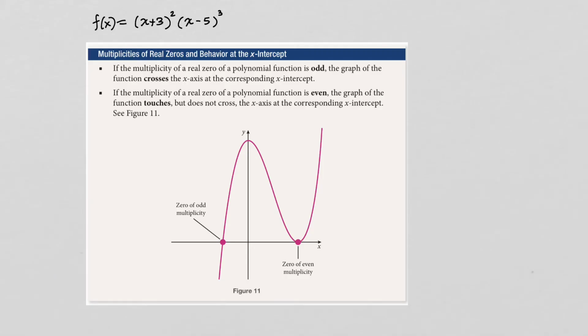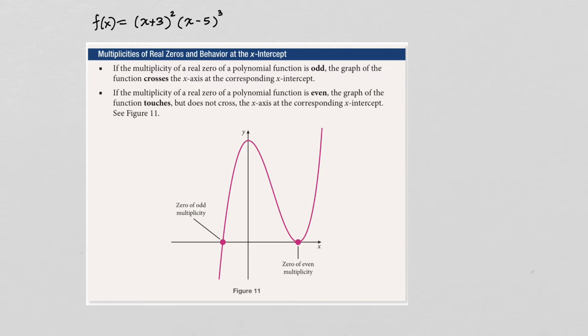Next, let's talk about multiplicities of real zeros and what that means in terms of the behavior at the x-intercept. So here I have an example of a factored polynomial function. And you can see that one of the factors, x plus 3, is raised to an even power, and the other factor, x minus 5, is raised to an odd power. These powers are called the multiplicity. So we say that x plus 3 has a multiplicity of 2, and x minus 5 has a multiplicity of 3.